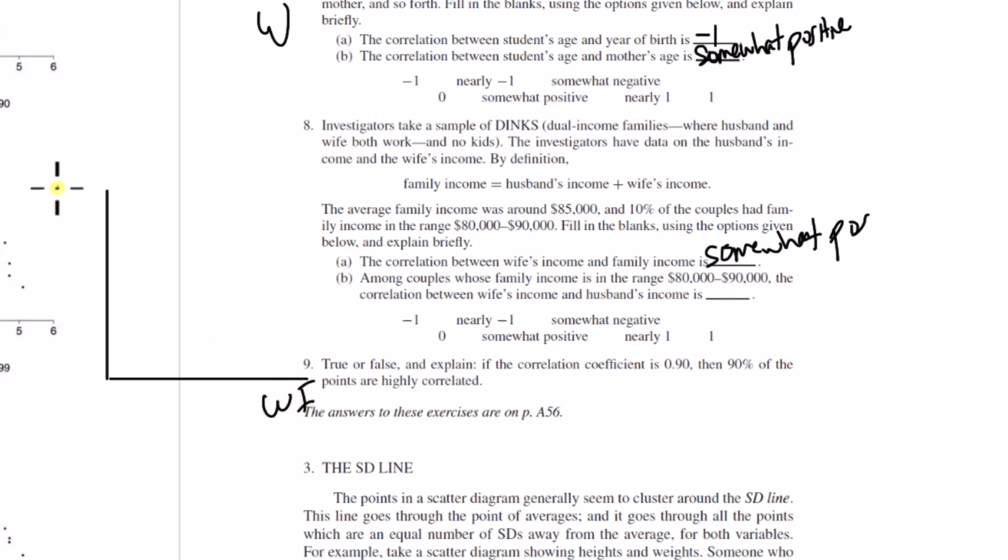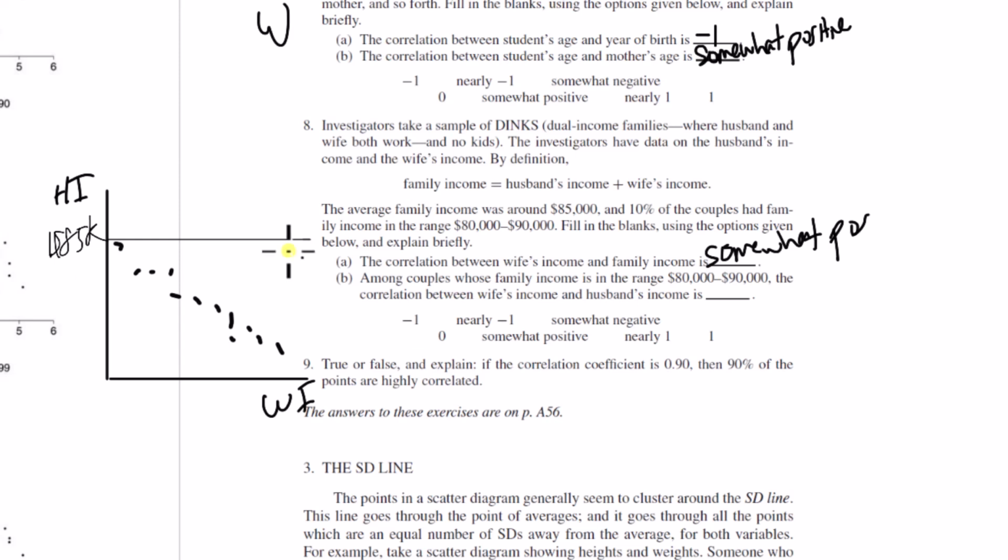So let's say this is 85,000. In that case, if the wife technically doesn't make anything, then we'd be here, and then we'd be going down, because we have to always add up to 85,000. Here's the wife's income. If the wife makes more, the husband makes less, because this plus this is going to add to 85,000.